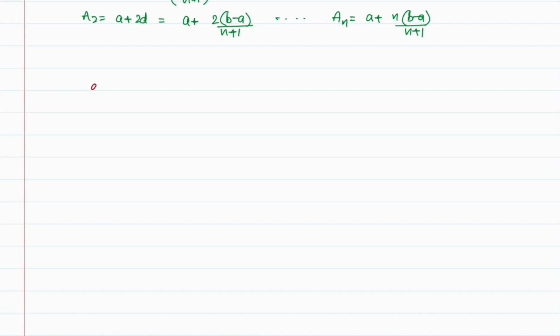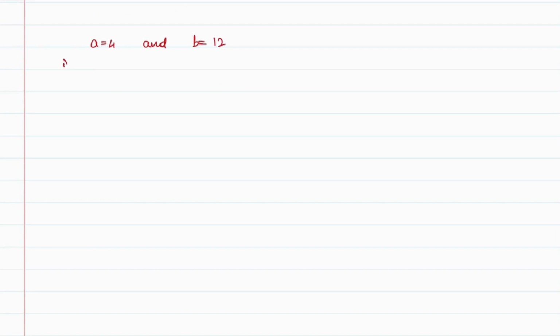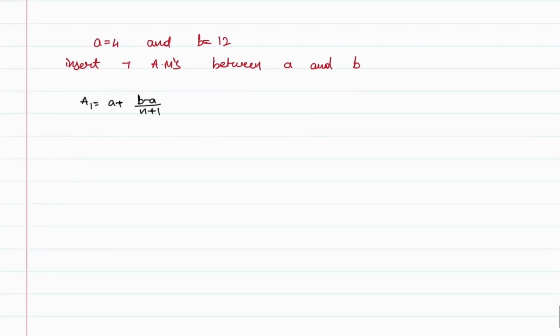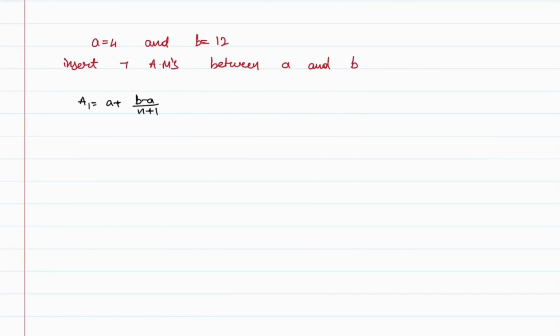Suppose we take a equal to 4 and b equal to 12. Let's insert 7 arithmetic means between a and b. Then the second term a1 will be equal to a plus (b minus a) by (n plus 1) using the formula. We know that (b minus a) by (n plus 1) will be present in all the terms a1, a2, and so on up to an, that means all the arithmetic means. So first let's find the value of (b minus a) by (n plus 1), which will be equal to (12 minus 4) by (7 plus 1). That will be given by 8 by 8, which is equal to 1.